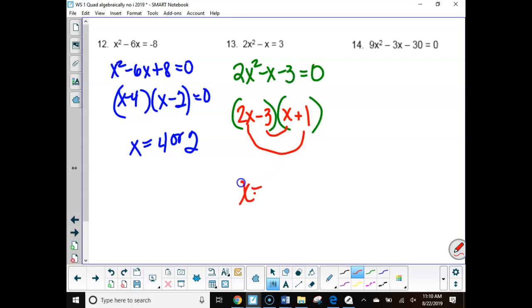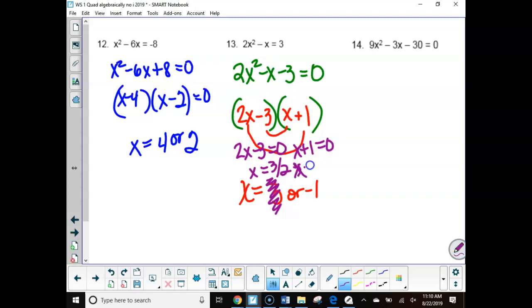All right, somebody's going to write this. That's a fail. Why is that a fail? Because this one is 2x minus 3 equals 0, which means if we add the 3 over, we still have to divide by 2. This one is x plus 1 equals 0, so we get negative 1. That's supposed to say x equals negative 1. It's kind of messy. All right. It's got to equal 0. It does. Ideas?